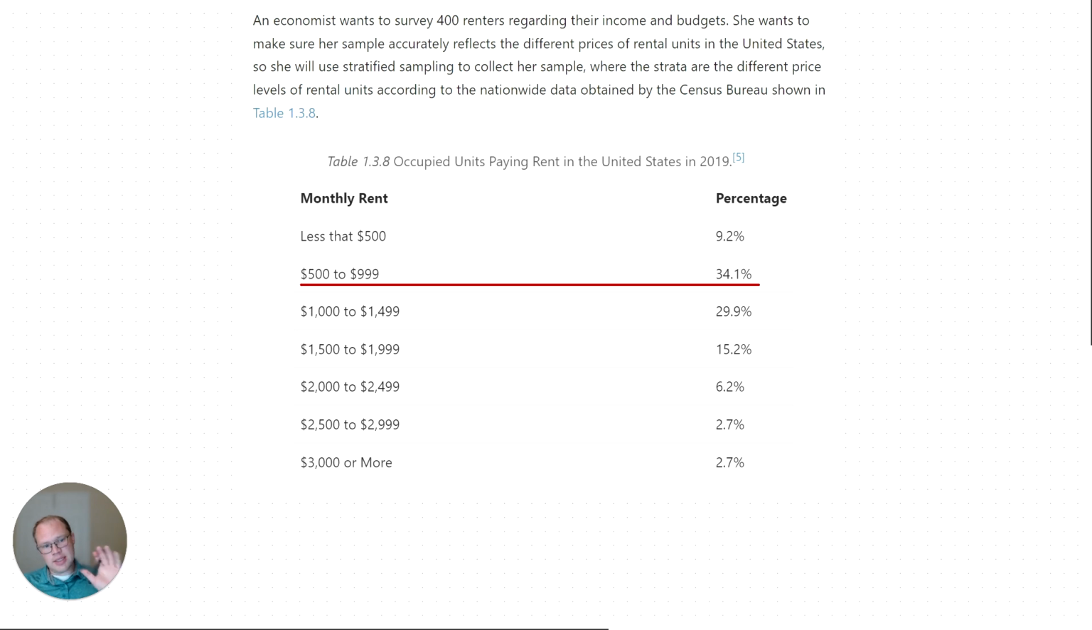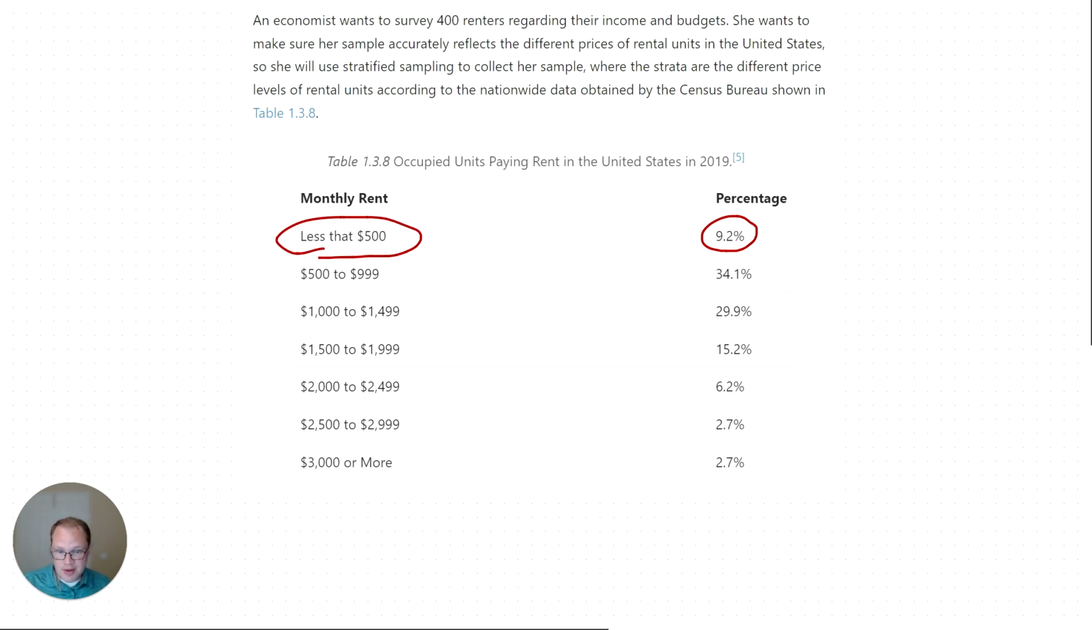So what this is telling us is the percentage or the proportion in the population. We want to preserve this in our sample. So when we sample the population, we want 9.2% of people in our sample to pay less than $500 in rent per month. We want 34.1% of individuals in our sample to pay between $500 and $999 of rent per month. So this example is all about finding how many people we should have in our sample in each category if we want to survey 400 renters.